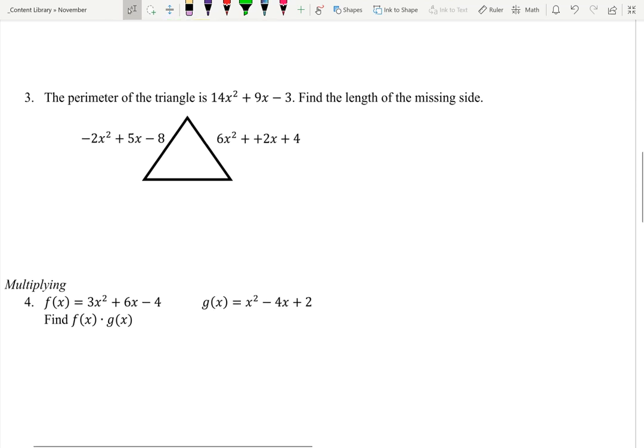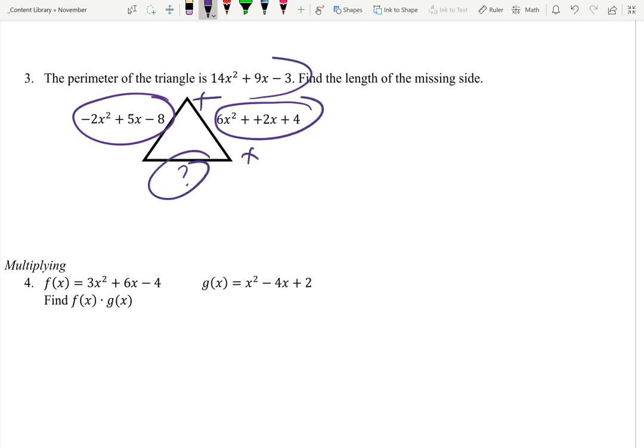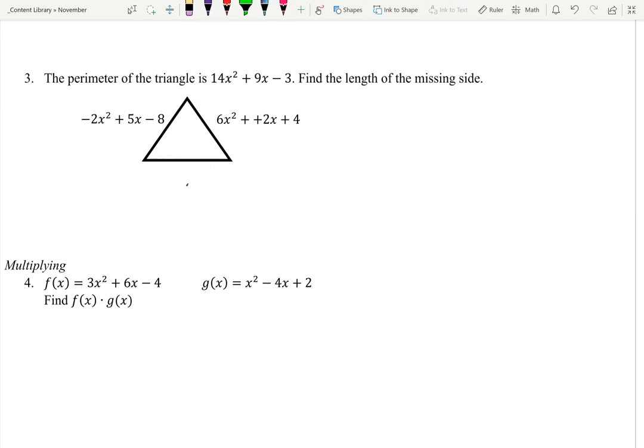All right, number 3 is very similar to number 2 with the exception of, we have the whole perimeter, but we don't have the third side. So our goal is to figure out, well, what's the third side? So I know that this side plus this side plus the mystery side is going to equal that perimeter that's given to us. So that's what I'm going to write out.